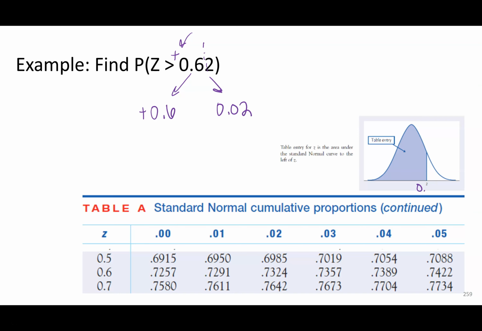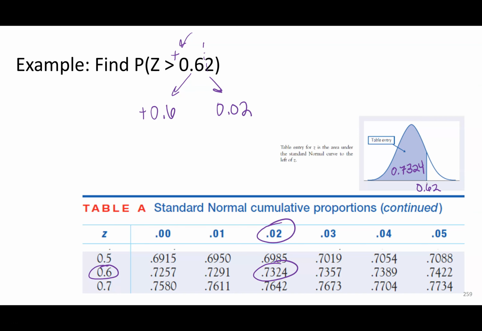So positive 0.62. This tells me my row. This tells me my column. So 0.7324. But now we need to double check, did I answer the question?